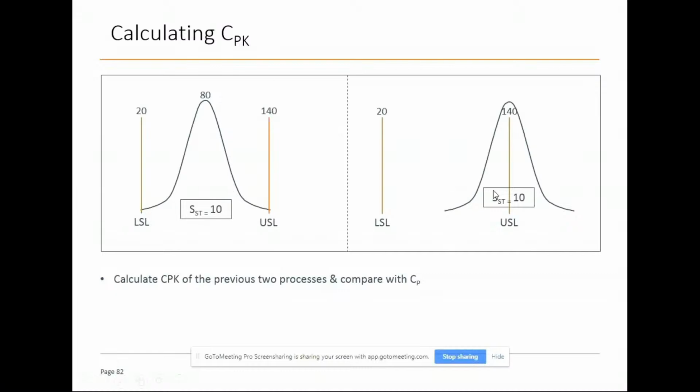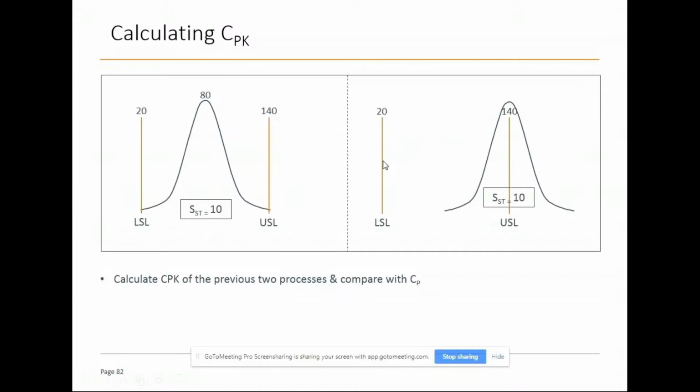Which, in a perfect scenario, should be. Absolutely, because it seems like a perfect scenario, the mean is exactly in the middle. But if we look at the other example here, 140 minus the mean, and the mean is again 140. It is 0. Divided by 3 standard deviation, which is going to be 0. CPU is going to be 0 here.